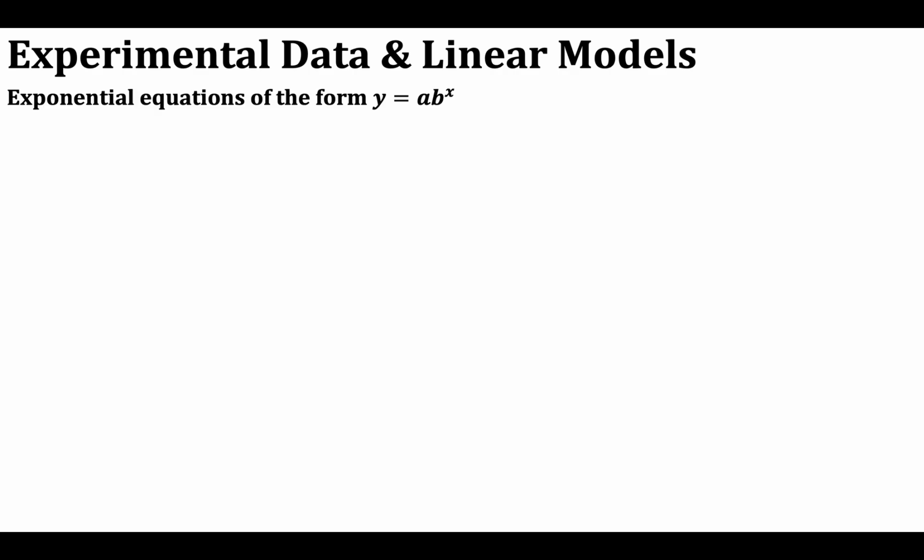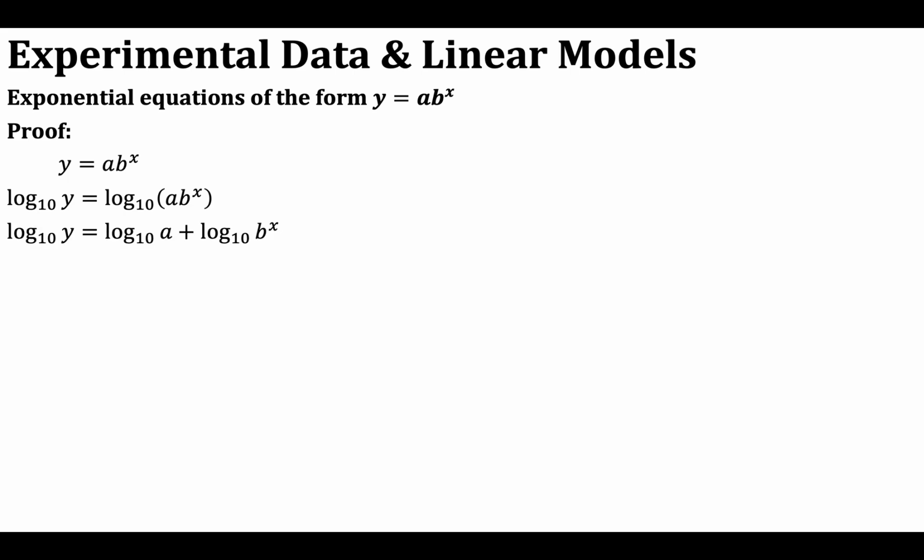So this time we're going to look at exponential equations of the form y equals a times b to the power x. So the proof for this one then, we've got y equals a times b to the power x, and I'm going to take logs of both sides of the equation. We've got log to the base 10 of y equals log to the base 10 of a times b to the power x. Now on the right hand side, my argument is a product, which means that we can express that as a sum of separate logarithmic terms.